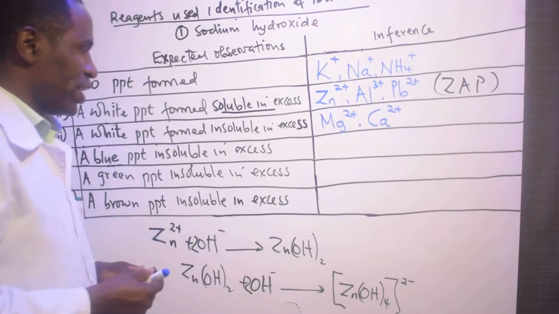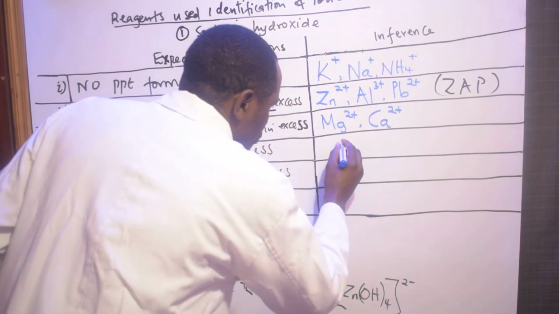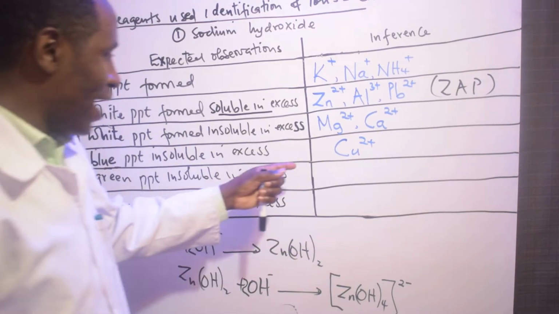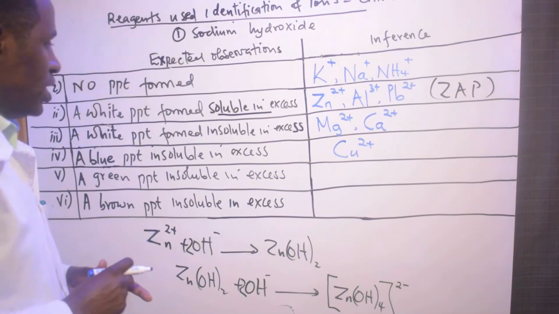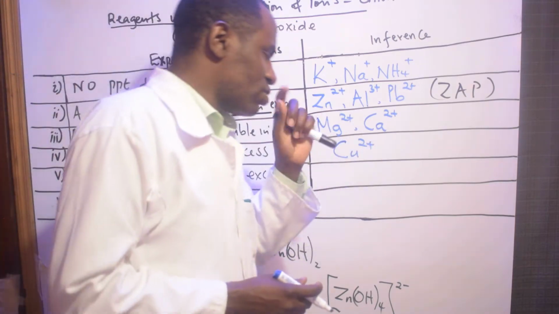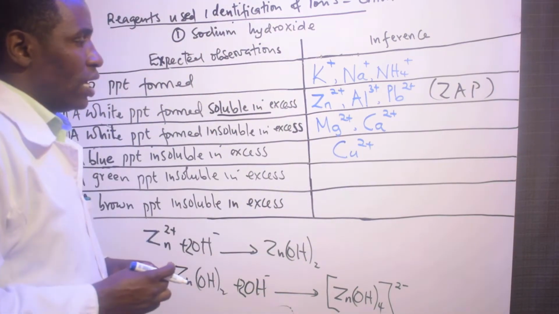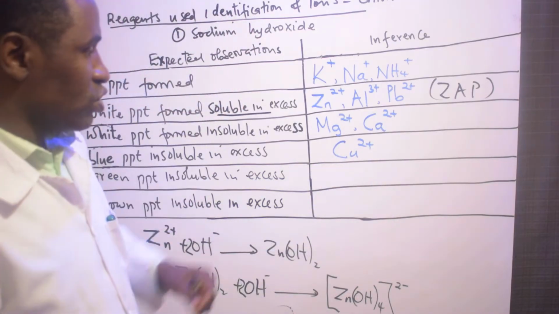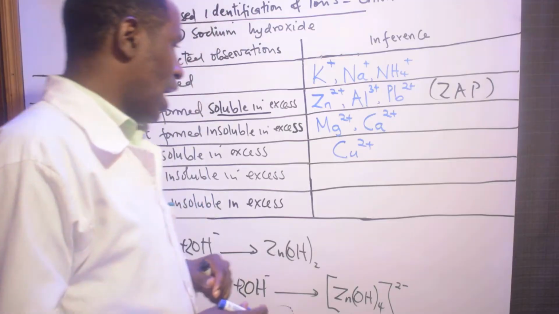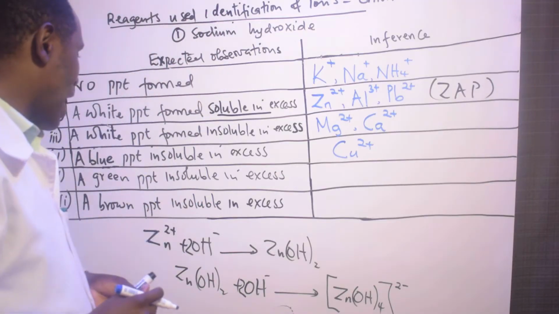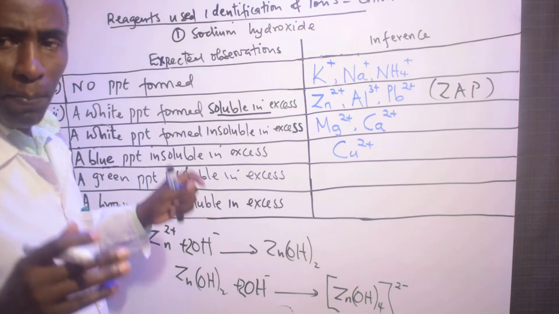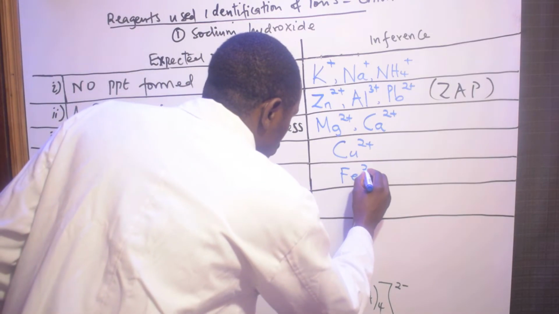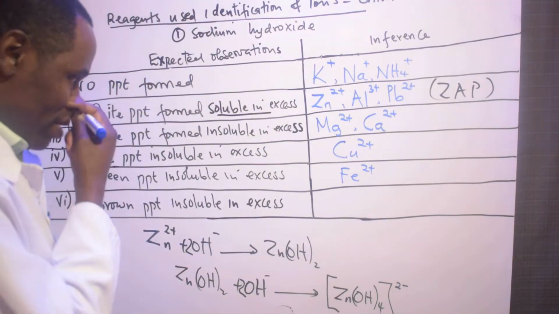A blue precipitate that is insoluble in excess implies that copper ions are present. So during the analysis, whenever you have a blue solution, and on addition of sodium hydroxide you get a blue precipitate, that could be copper ions. A green precipitate forming here will automatically be the iron 2 ions.